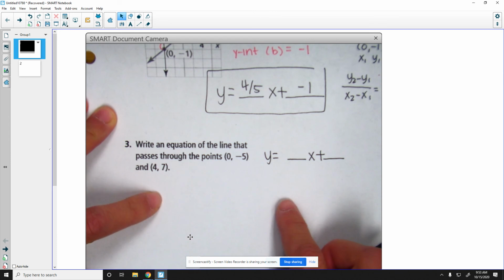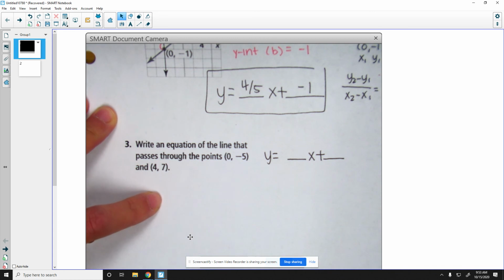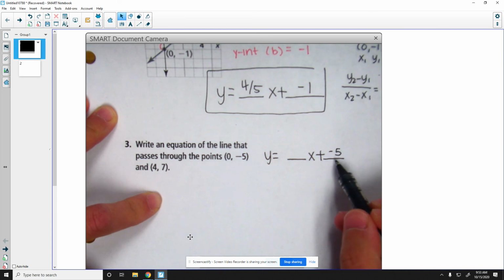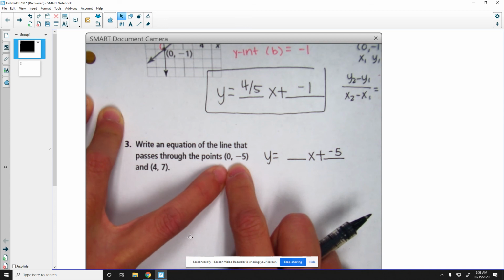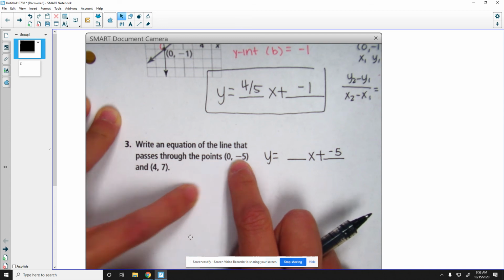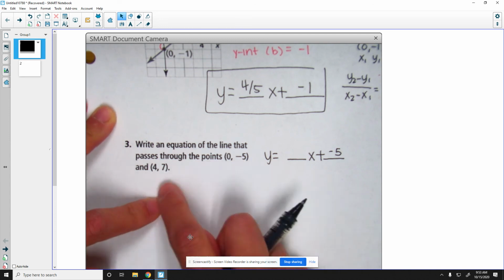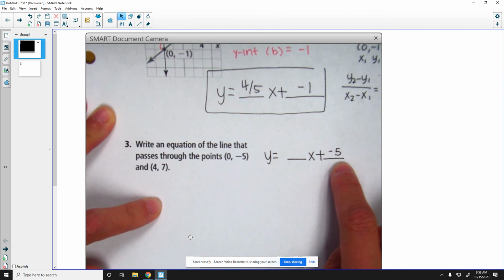Okay. Does someone think they have part of it? What do we think? Cameron? Okay, how do you know that this one is -5? So remember how we said y-intercept is always 0, comma something? So look for the point that says 0, comma something, and then that would be that.